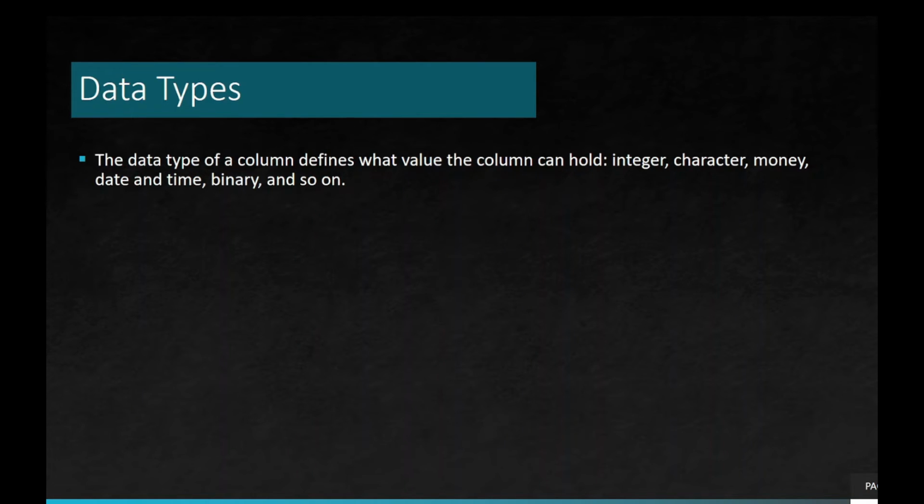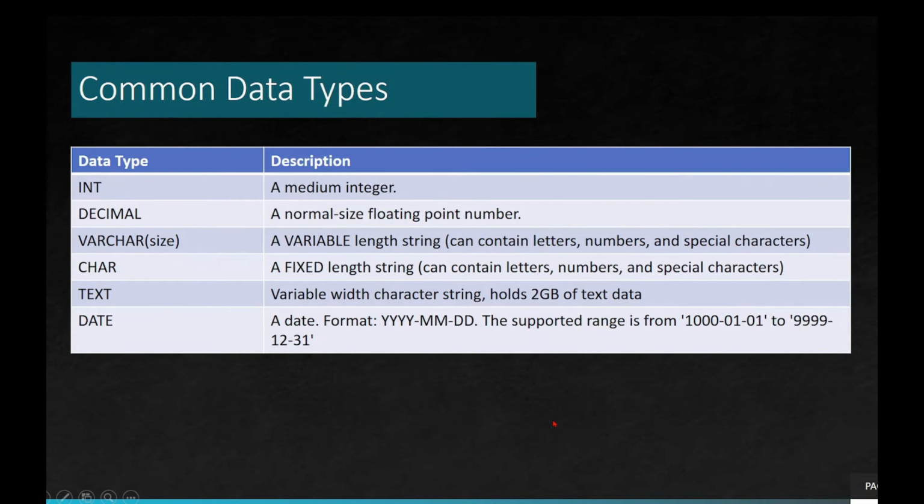So from the physical design aspect, you can store integer and string within the same column. So what are some of the most common data types? For this course, we'll be mainly using integer, decimal, varchar, char, and date. We'll not necessarily be using text, but it is a very common data type for storing large amounts of data.